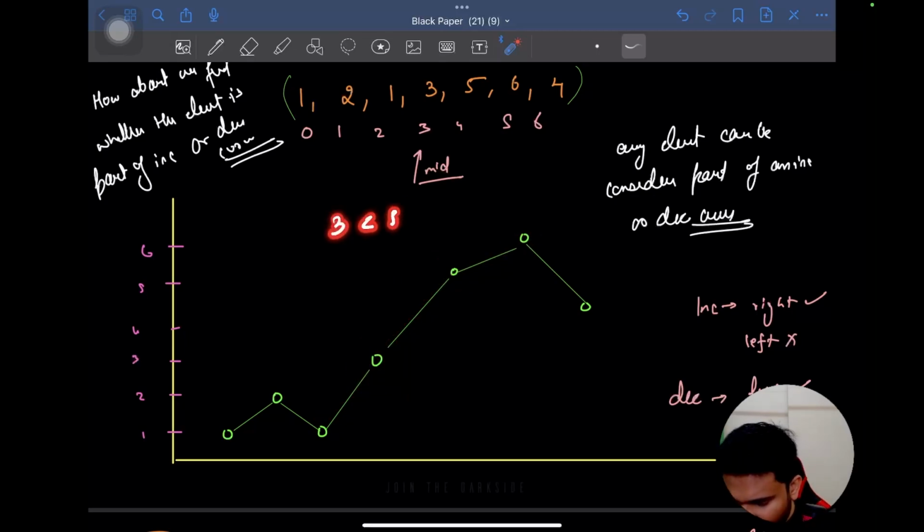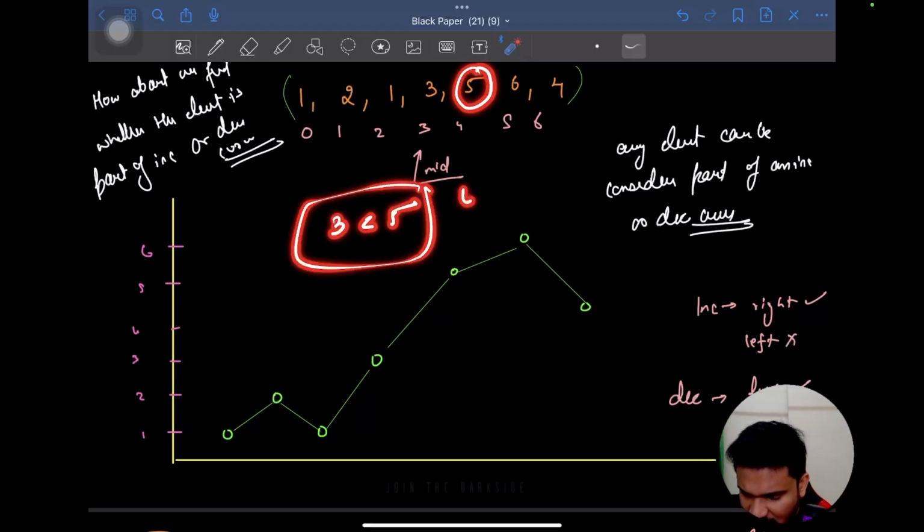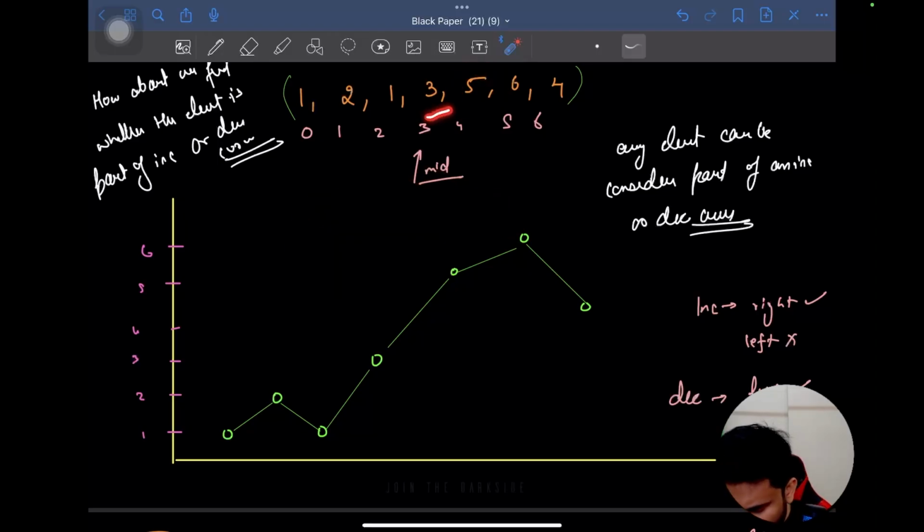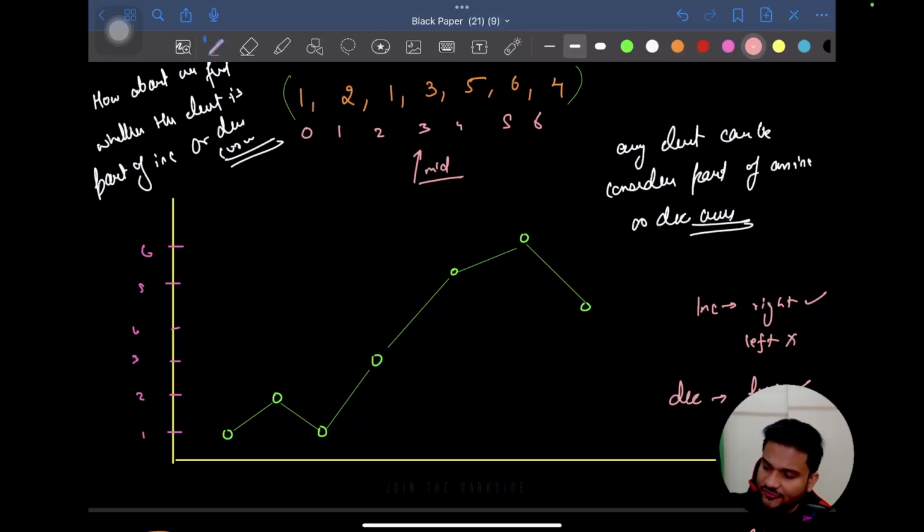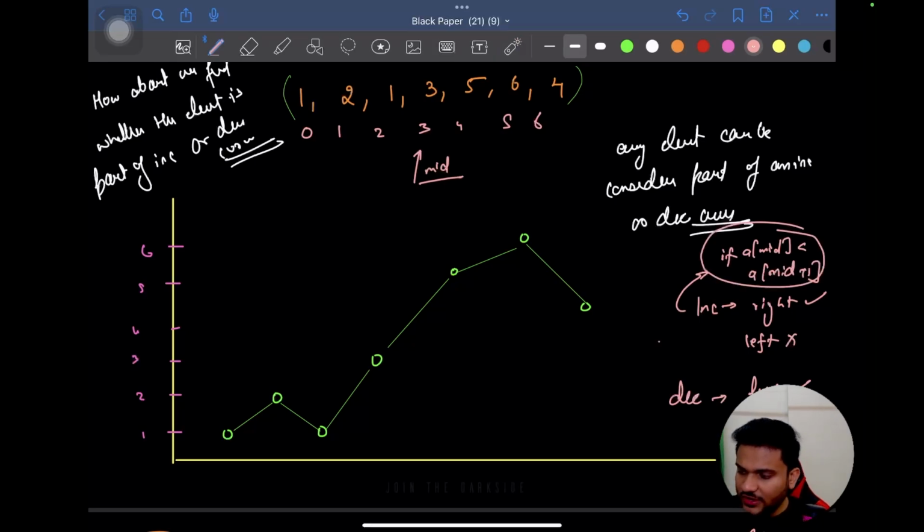Is 3 less than 5? 5 is the next element. Yes. 3 is less than 5. So can I say that 3 and 5 are going to make an increasing curve? So definitely 3 is a part of an increasing curve. Can I say that? Right? Think about it. If let's say we would have got 1 like this, 1 is a part of an increasing curve here. We can say that. Right? So you just compare that if a of mid is less than a of mid plus 1, then you are a part of an increasing curve. Otherwise, you are a part of a decreasing curve. Can I say that?